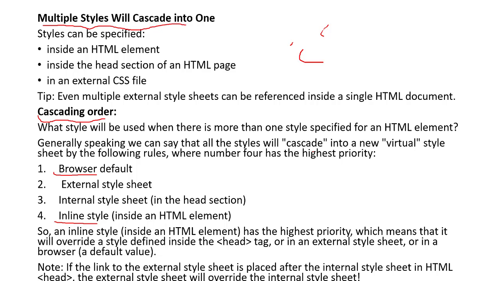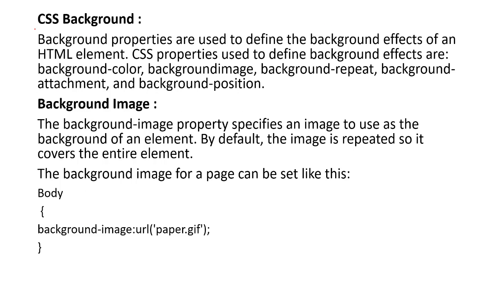CSS background. Background properties are used to define the background effect of an HTML element. The CSS properties used to define background effect are background color, background image, background repeat for repeat, background attachment for an attachment, and background position.